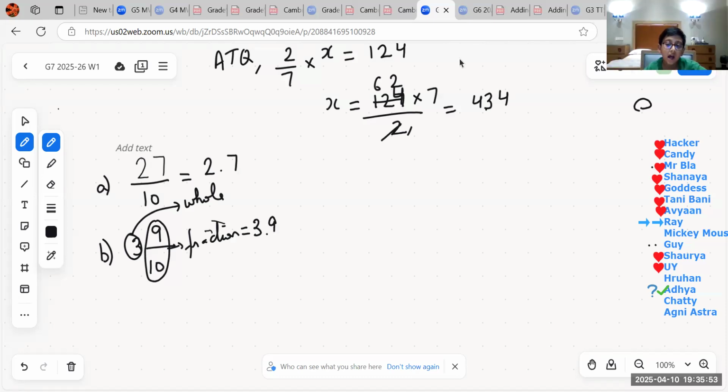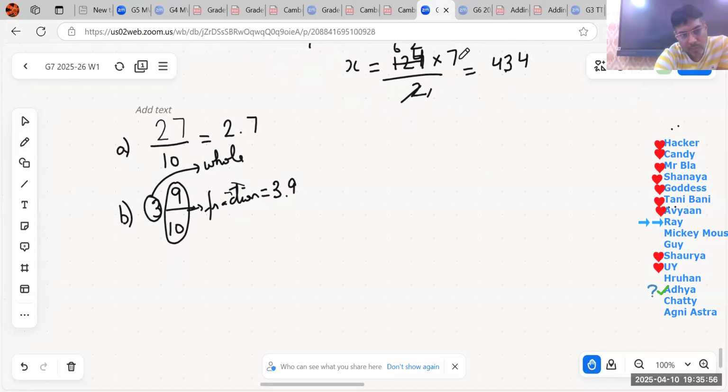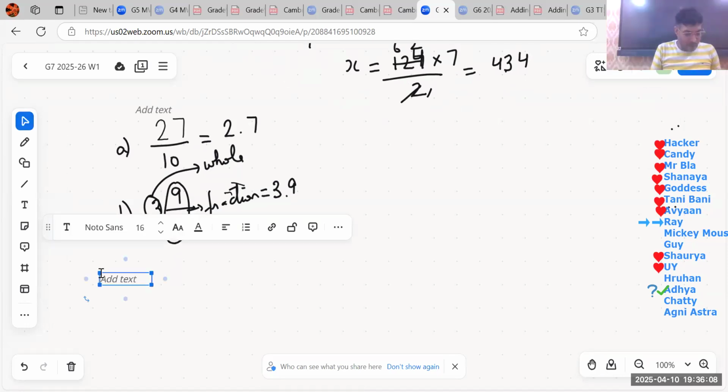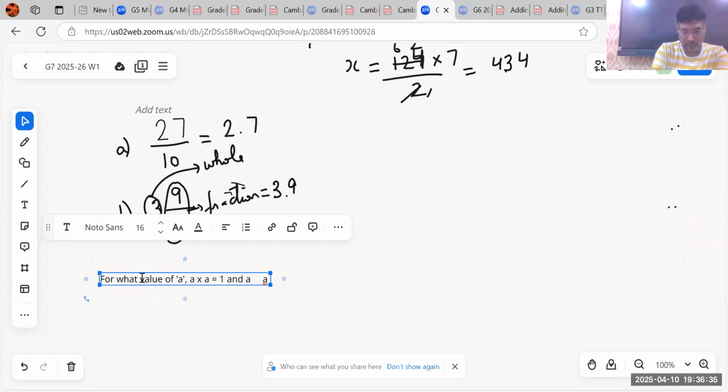Sir, what does arrow mean? Arrow? I don't know. Yes, which was the question you were having doubt? Question 6 of the self-assessment exercise. For what value of A? Sir, may I go to the washroom? After giving the answer. I'm typing the question. A times A is equal to 1 and A divided by A is not equal to 1.